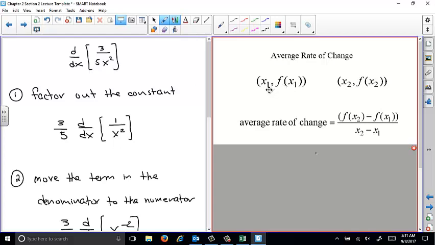So it's basically saying you start at this point, x1, y1, or f of x1, and you go to some point x2, f of x2. The average rate of change is just defined as the change in y divided by the change in x. And what we've done for the derivative is we've taken the limit of this expression as x2 and x1 approach each other, and that gives you the instantaneous rate of change.